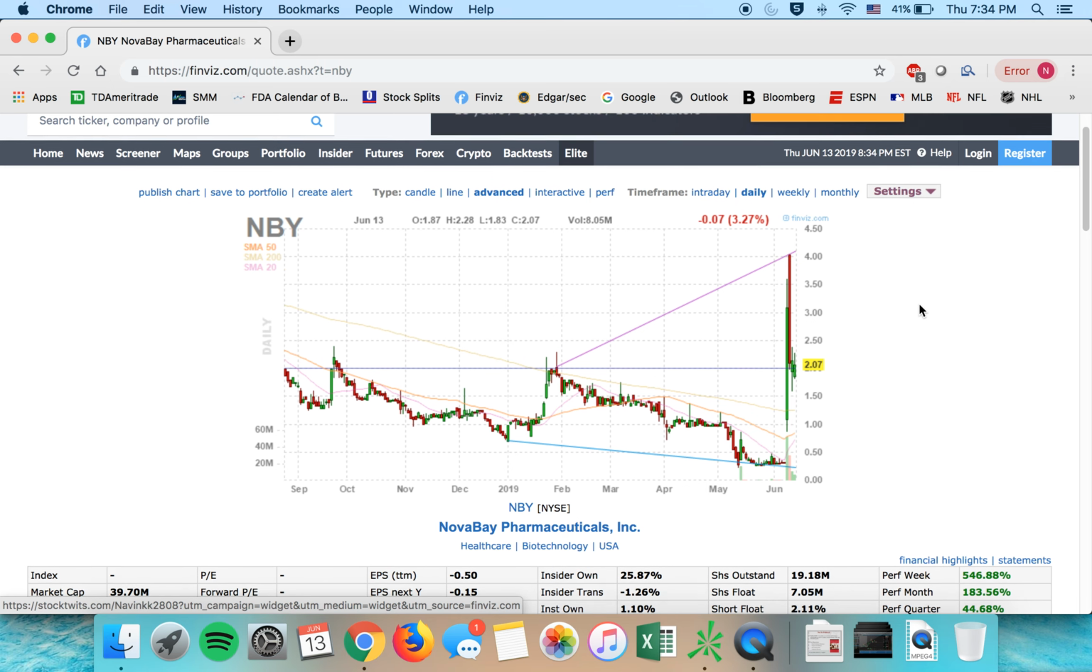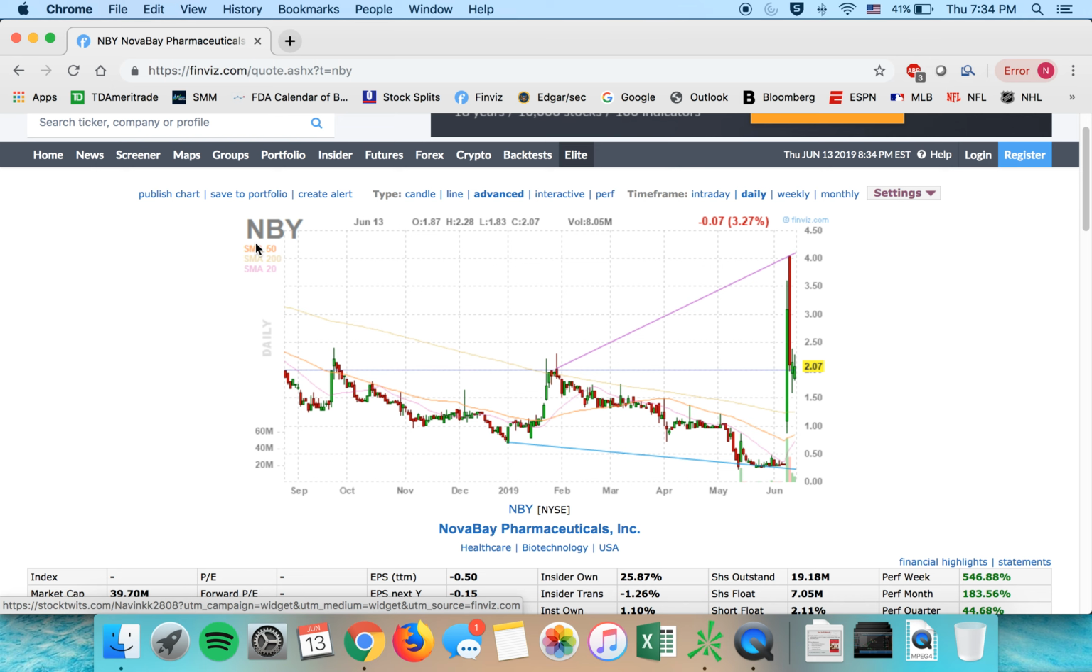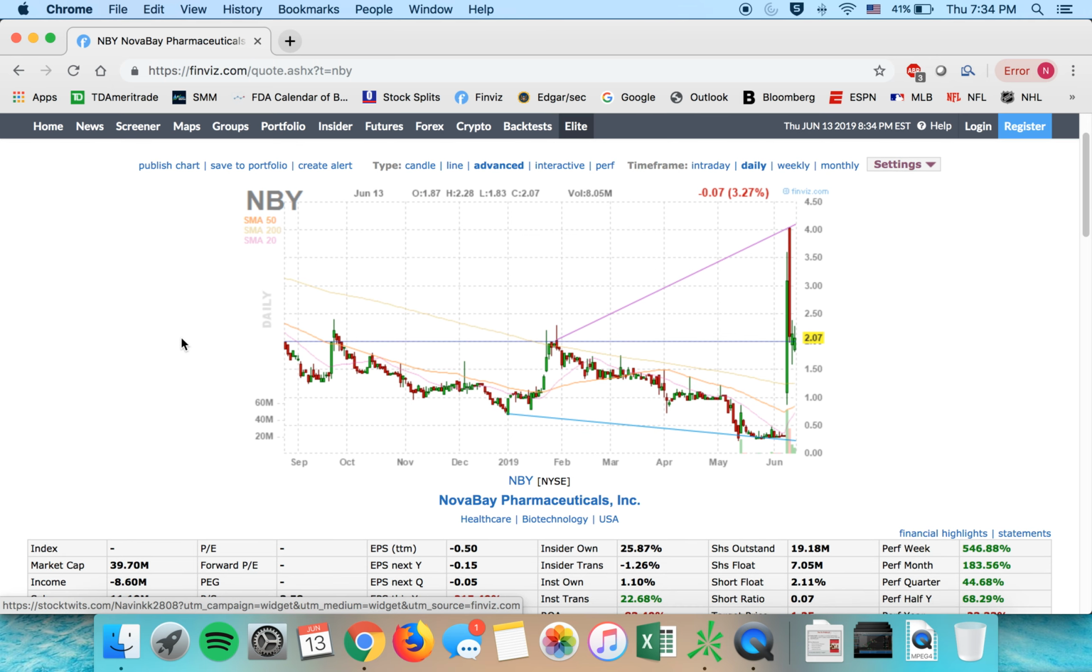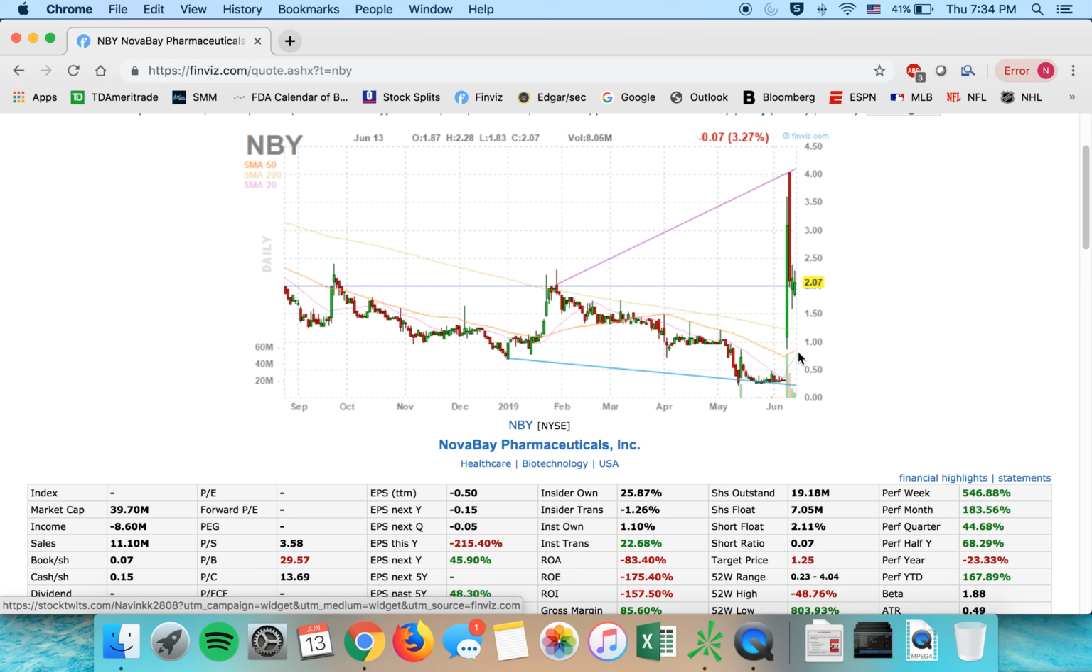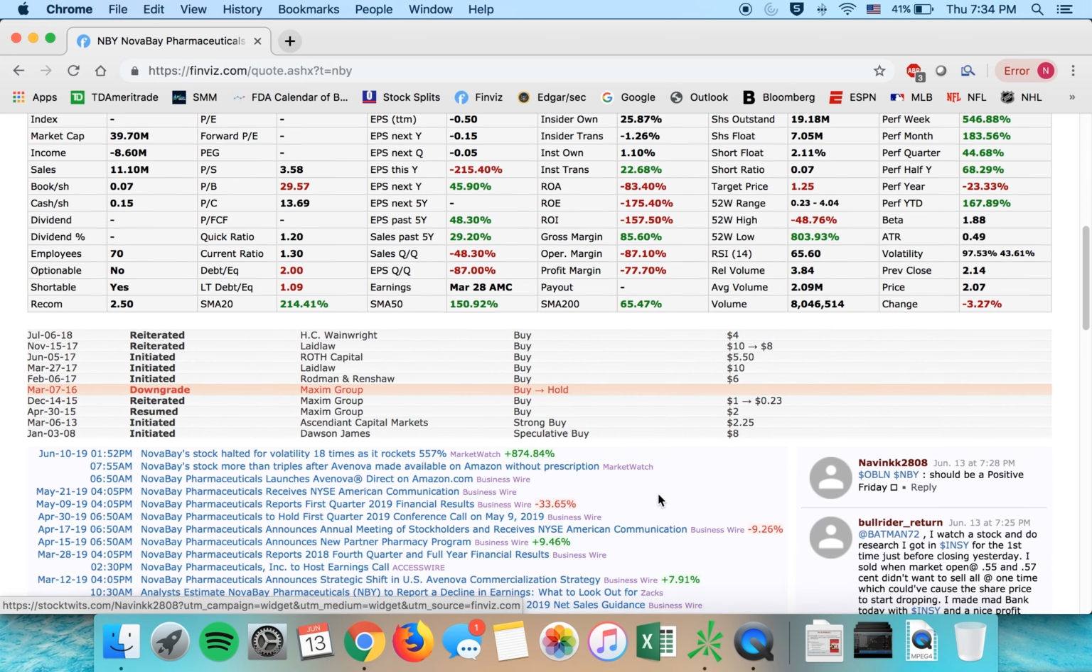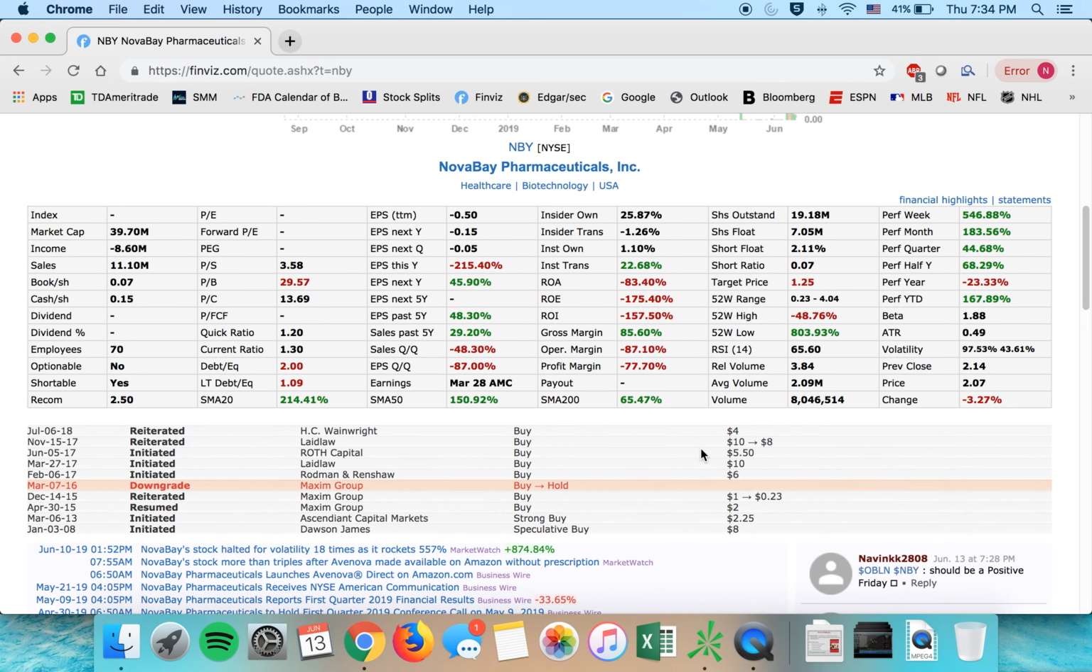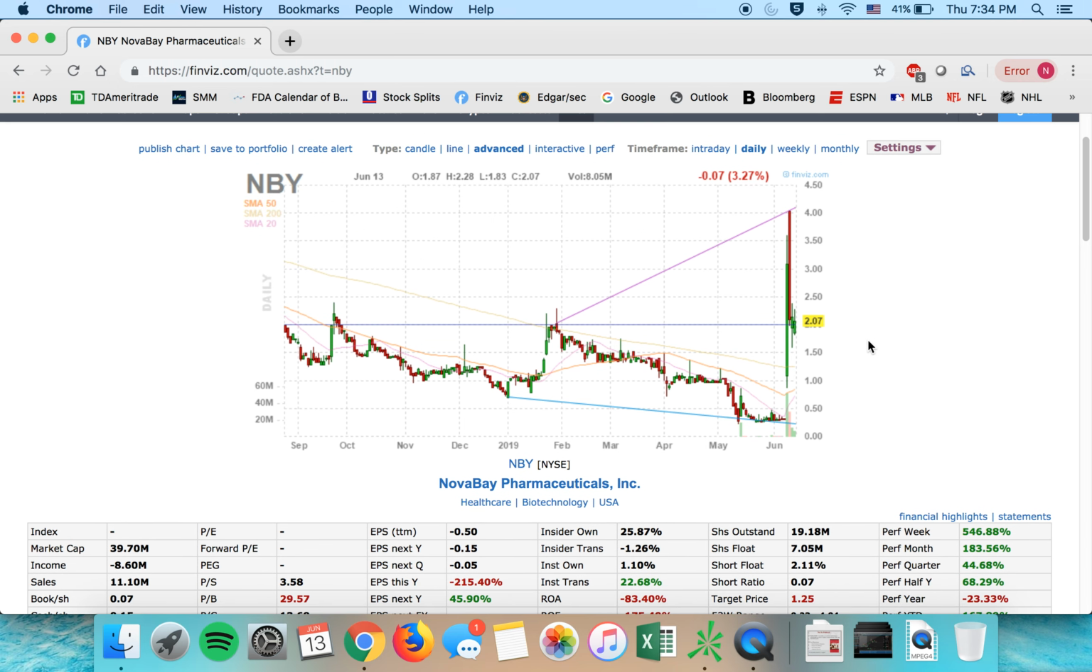So that's exactly what I saw when I had MBY pop up on my screener. And that's why I traded it that day, because I saw low float, good news. I knew it had potential to run.